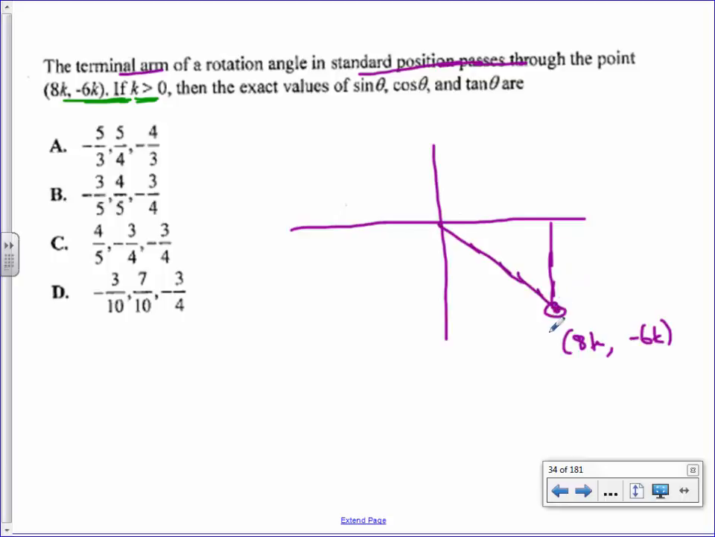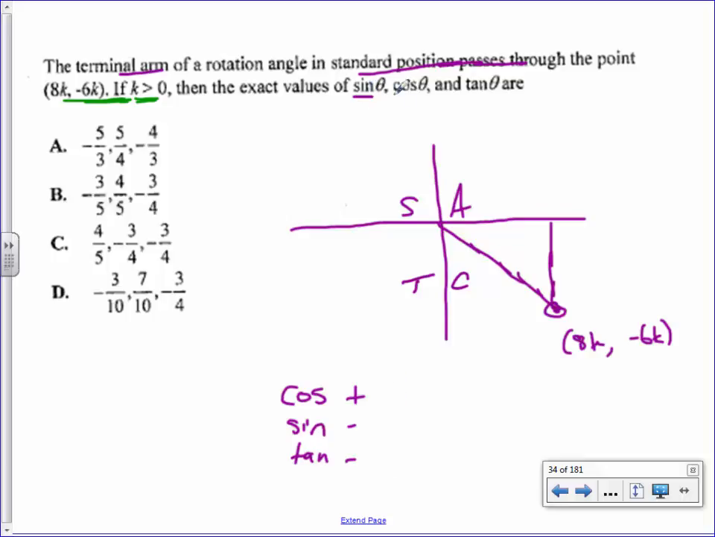So I already know which quadrant this is in. This is in that fourth quadrant. Using my CAST rule, C-A-S-T, I should be able to tell you the signs in this quadrant. Cosine should be positive, but sine and tan should both be negative. Based on that information, I might be able to narrow down the answers here.